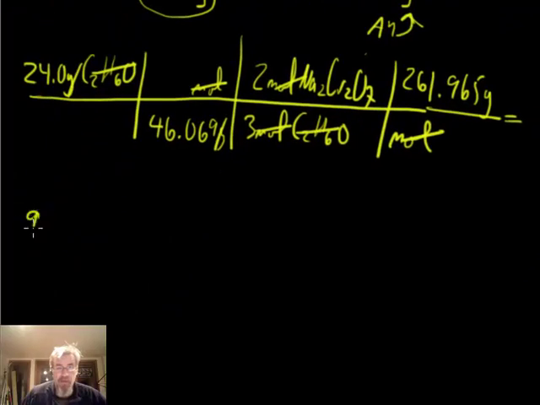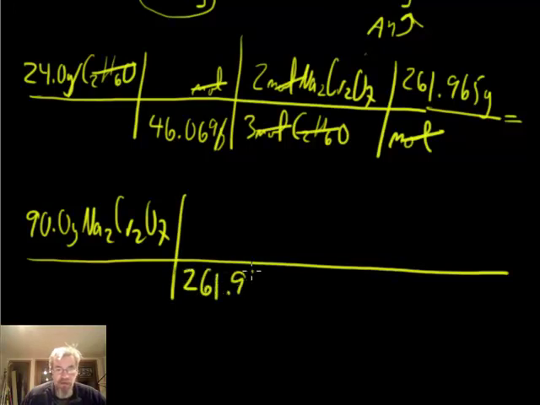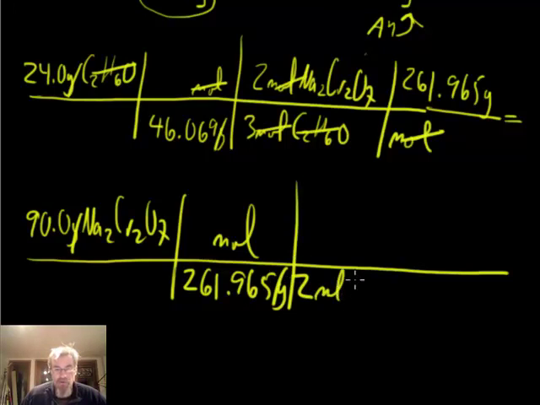So starting from that standpoint, 90.0 grams of Na2Cr2O7, I'm going to calculate how many grams of C2H4O2 will theoretically be produced. I'm calculating my theoretical yield now. Molar mass is 261.965 grams per mole. So that gives me moles of sodium dichromate. Remember, it was 2 moles of sodium dichromate. That'll go down here on the bottom.